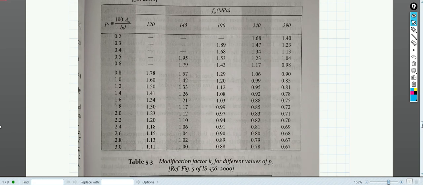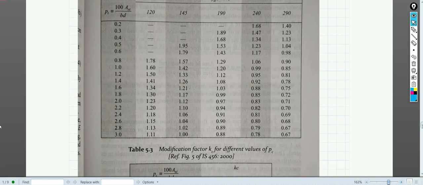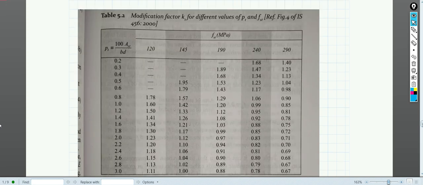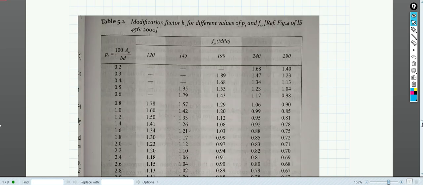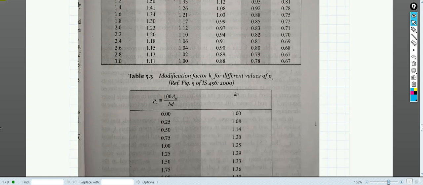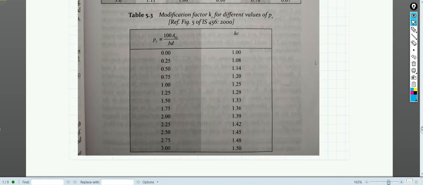This is in tabular manner. You can take a screenshot of this, or you can take a printout or xerox of this. It will be useful for solving the questions in the exam also. So you can take a printout of this, where different percentages of steel, the fst, and the different kt values for different fs values are mentioned, and it is just for kc values.